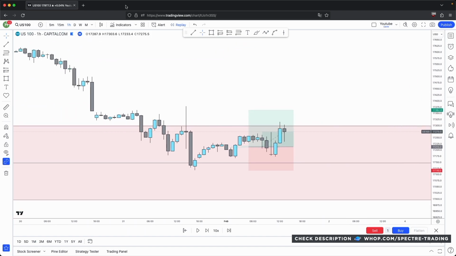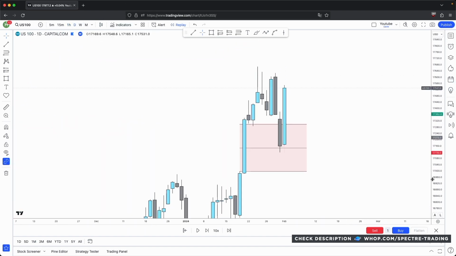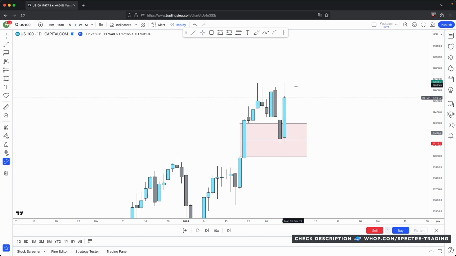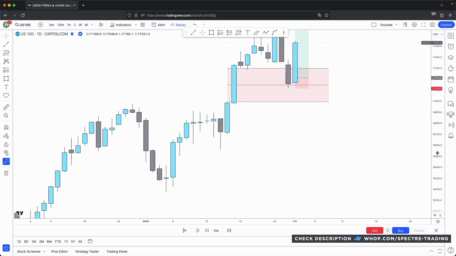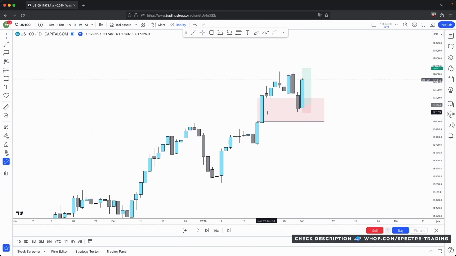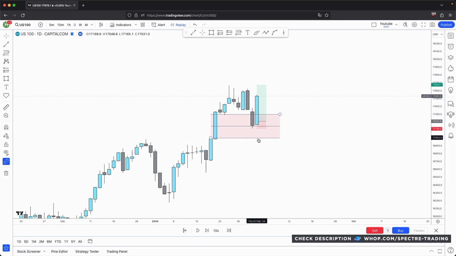What would your target be? Let's go down to daily. This would be your overall target. Because remember, at the start of this video, I said the two functions in price is to rebalance old inefficiencies and seek liquidity. Because we are bullish, price rebalanced this old inefficiency. So what would you anticipate next? To seek liquidity. Where is your liquidity? This swing high. So this would be your overall target.